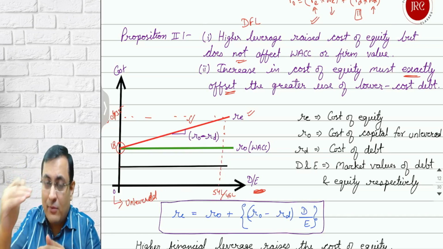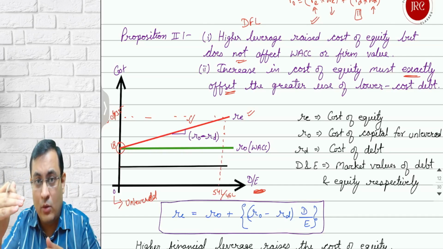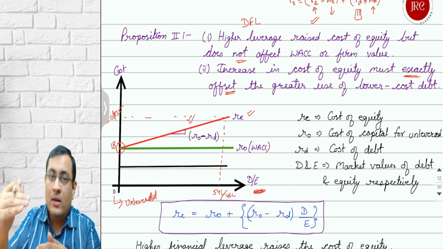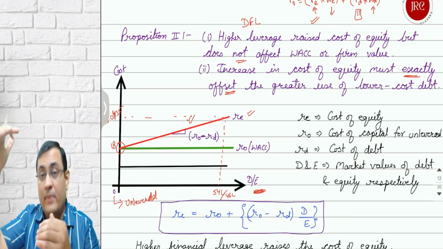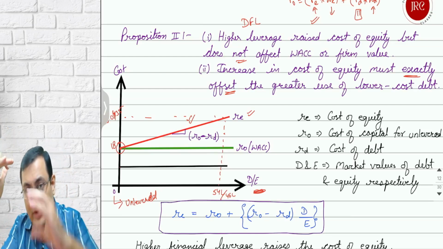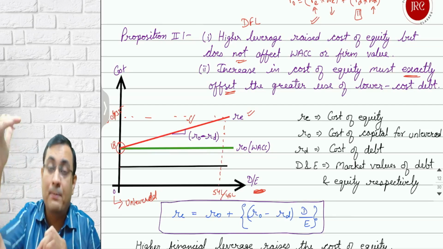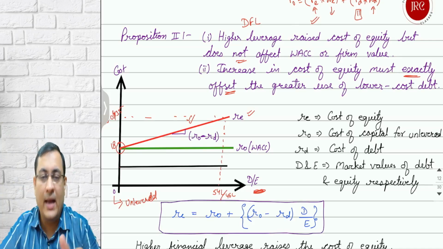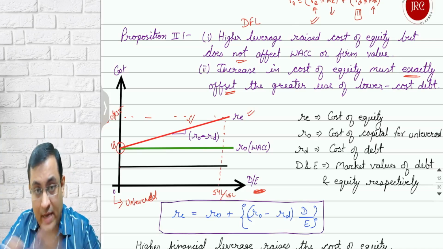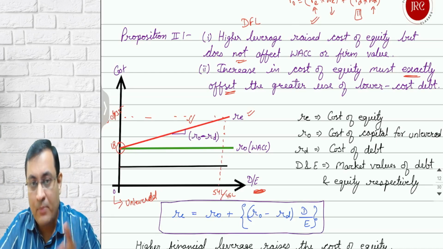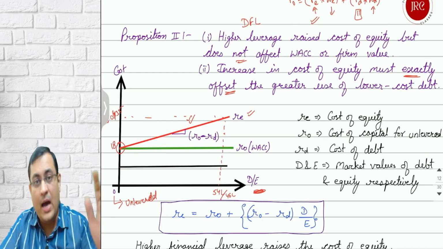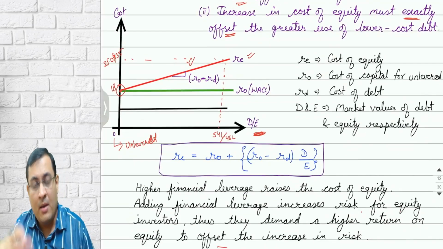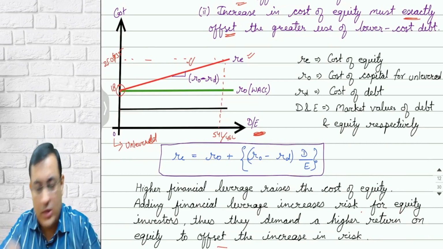But the equity shareholder is feeling more risk, and for more risk he is going to expect more. The increase in his expectation will be exactly such that the benefit of lower cost debt is exactly offset by that higher expectation. From this we have derived a linear equation: the cost of equity, RE, equals RO plus (RO minus RD) multiplied by the debt-equity ratio. So this we have already covered.